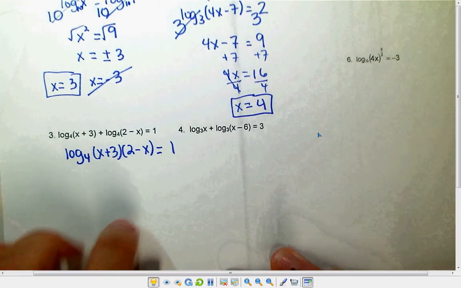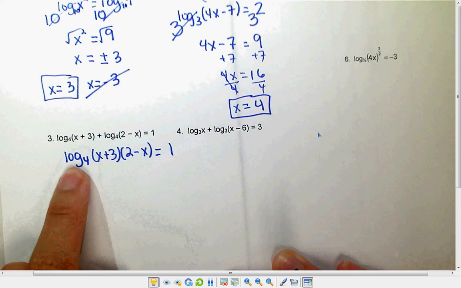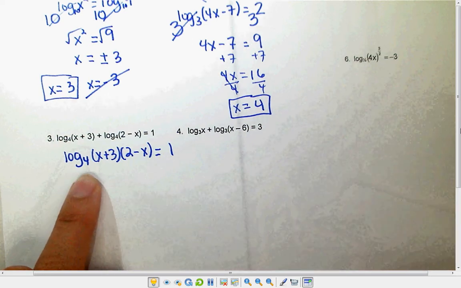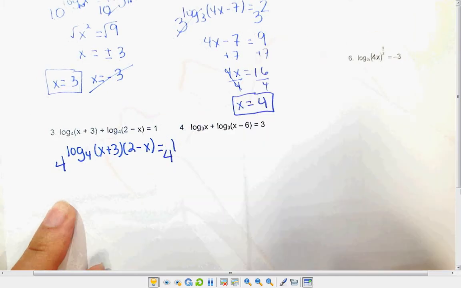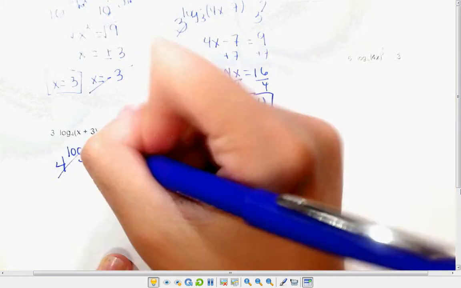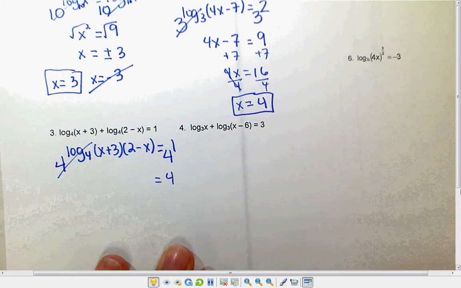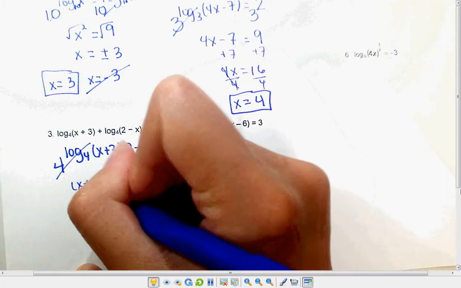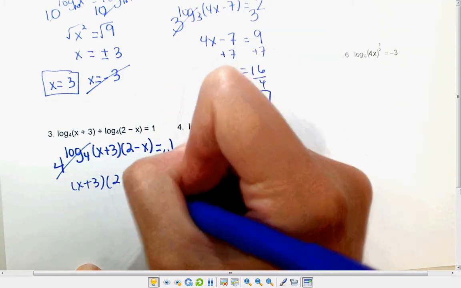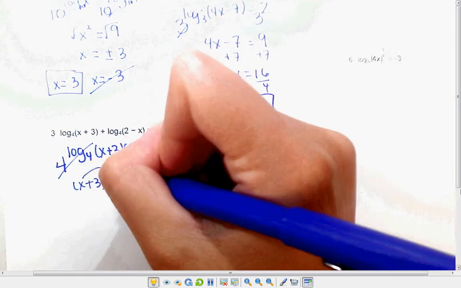And now that I have one log, and this side's also just one term, now I can undo my log base 4. So to get rid of log base 4, I'm going to raise everything to the base of 4. So 4 to the power of, 4 to the power of. These cancel out. On this side, 4 to the 1 is just 4. Over here I have x plus 3 times 2 minus x. So to solve this, what I'm going to do now is distribute.